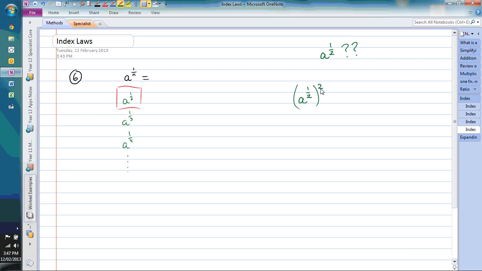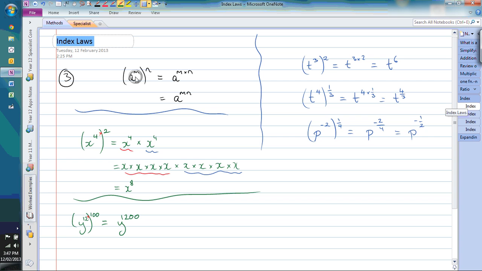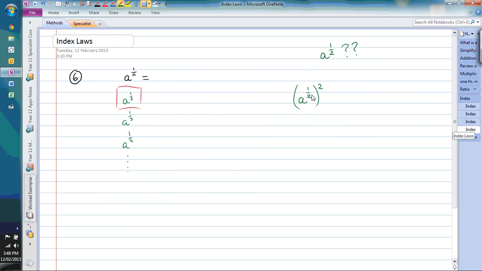Now, if we think back to our index laws, index law number 3 told us that if we've got something raised to a power, and all of that is raised to another power, we can multiply the numbers together. So looking here, I've got a to the power of a half raised to the power of 2. We can simplify that by making this a to the power of 1/2 times 2. And we all know that a half times 2 is the same as 1. And a to the power of 1, that's just a. So we've raised a to the half to the power of 2, and we've gotten a as the result.